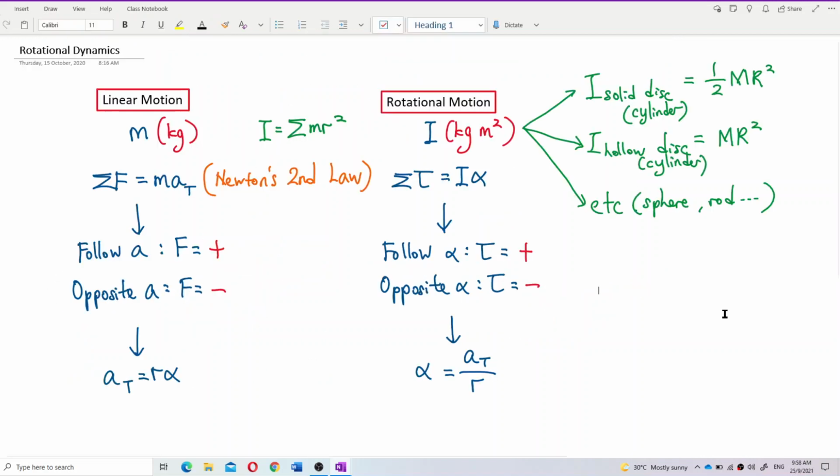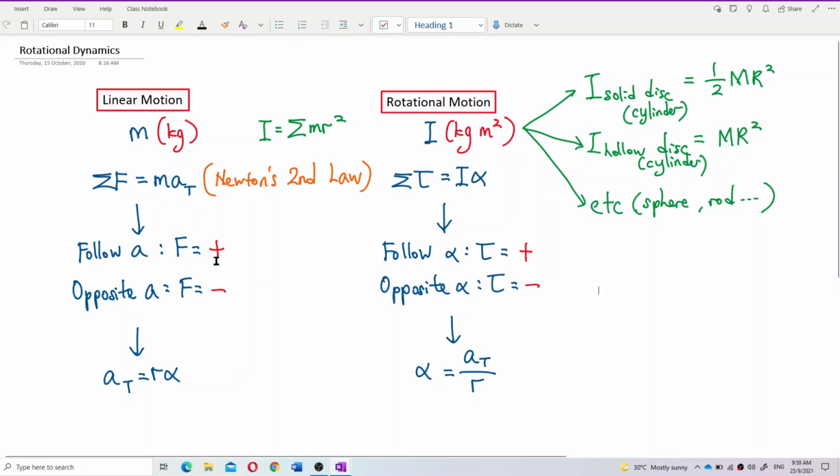Still remember I told you about the principle. In linear motion, we have total F equal to ma, Newton's second law. The resultant force equals ma, where a is acceleration. In rotational motion, we translate force into torque, mass into I, moment of inertia, and linear acceleration, tangential acceleration, into angular acceleration. In rotational motion we have total torque equal to I alpha. When we have a resultant force, we have acceleration. When we have a resultant torque, we have angular acceleration. So it's a similar thing.